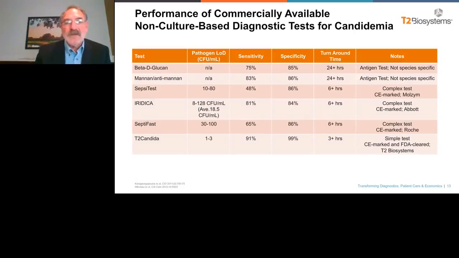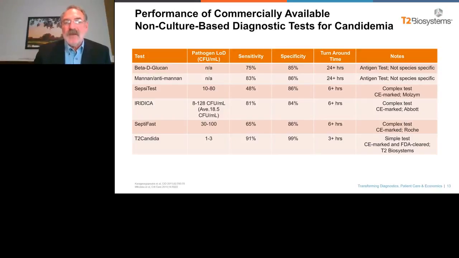The next column shows sensitivity, and you see sensitivities for beta-D-glucan and Mannan anti-Mannan in the 75 to 83% range. Both SeptiTest and SeptiFast fall even lower than those two antigen-based tests. And Iridica has published a sensitivity of 81% for detection of Candida in blood. T2Candida, by virtue of a clinical trial performed in 2015, has a sensitivity of 91%.